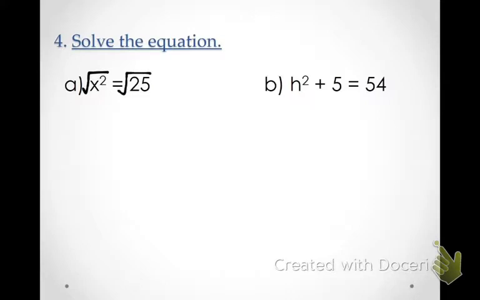All right? So here's the deal. X squared means the same thing as x times x. 25 means the same thing as 5 times 5. When you're taking the square root of something, as long as you've got 2, you're allowed to pull one of them out. So what would the square root of x times x be? It's plain old x.